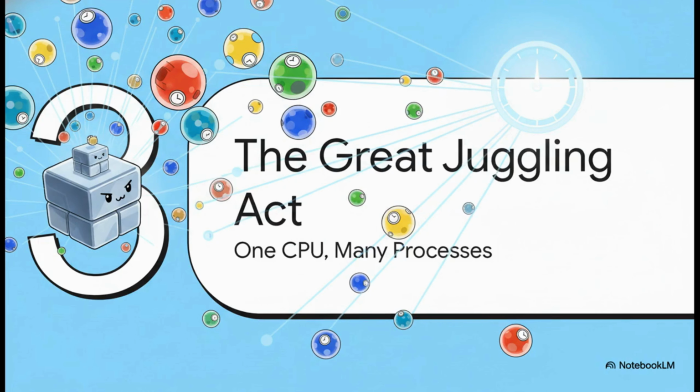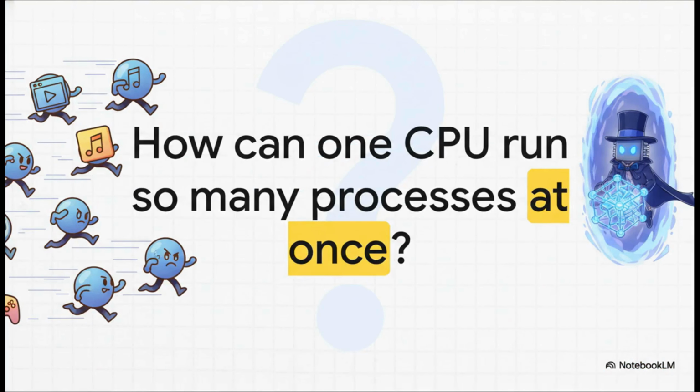Okay, so now we know what a process is made of. But here comes the real puzzle. Your computer probably only has a handful of CPU cores, right? But you can have dozens, even hundreds of processes running. How in the world does it manage to pay attention to all of them? I mean, really think about that for a second. It feels like your browser, your music, and your chat app are all running perfectly in parallel, but they're not.